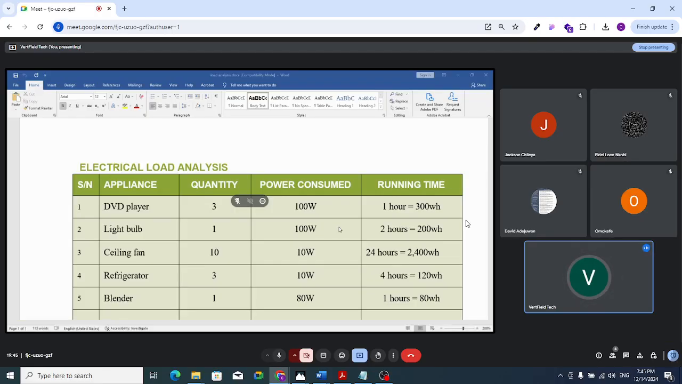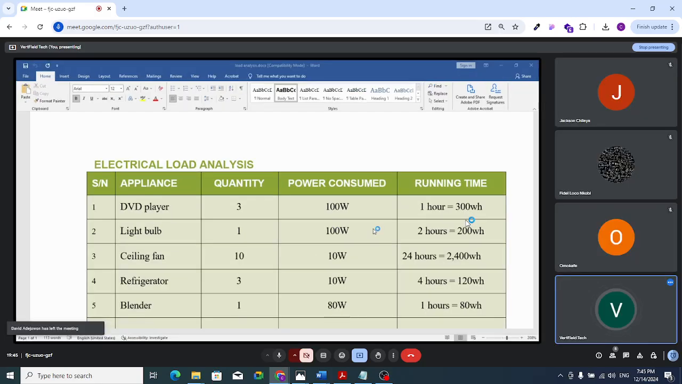Your energy need. What that simply means is: get the energy consumed by the DVD player, get the energy consumed by the light bulb, the ceiling fan, the refrigerator, and the blender, and then sum it up. Add everything up, and it gives you your total energy consumption. That is the procedure which we are going to be applying right now.